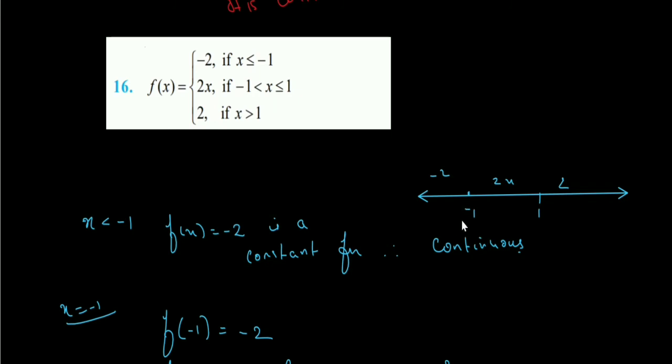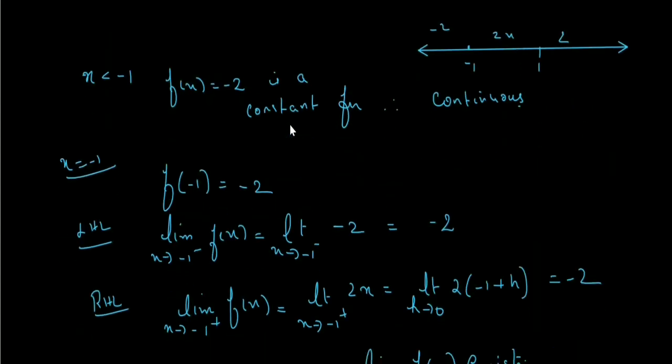At minus 1 we have to check. So we have to find the value of the function at minus 1. At minus 1 the value is minus 2. Then we have to see the left limit. The left of minus 1 is minus 2. Now right of minus 1, we have to check, that is also equal to minus 2. So f of minus 1 is minus 2. Left limit is approaching minus 2.